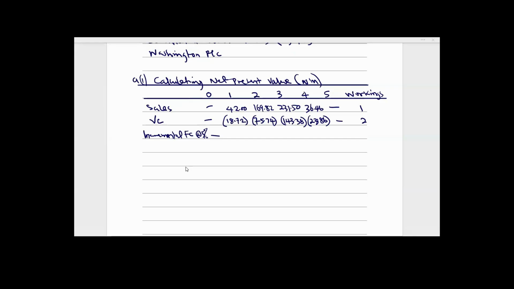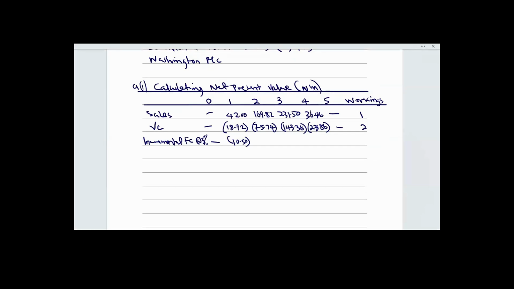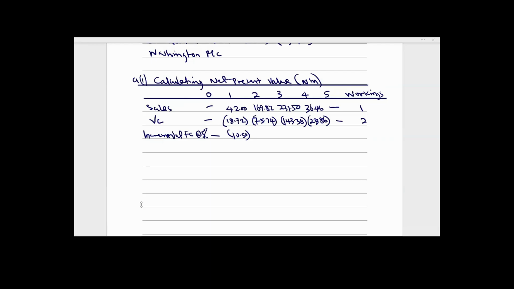This will give me 10.5. I will come here minus 10.5. Our figures are in 2 decimal places. Whatever I have in my calculator, I will multiply by 1.05. So multiply by 1.05 equals 11.03. Here is 11.03.